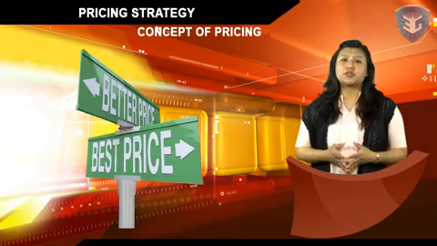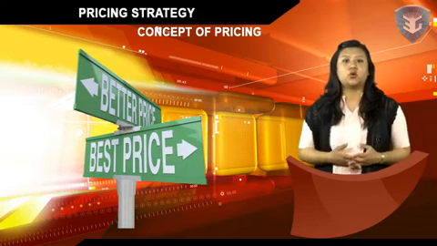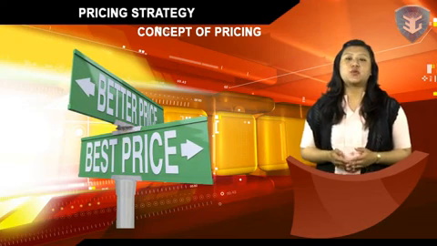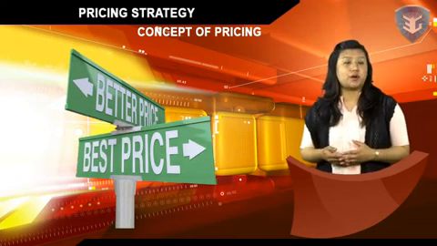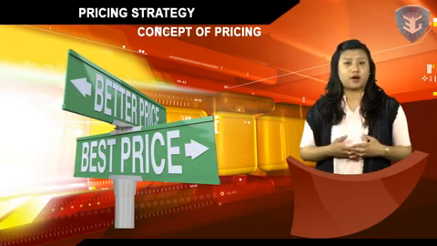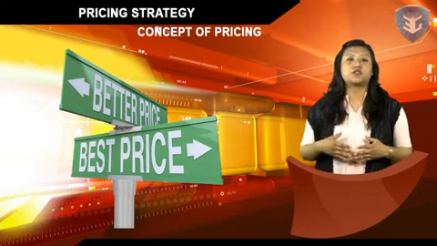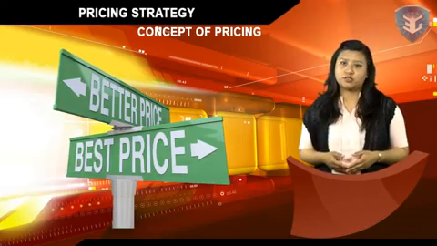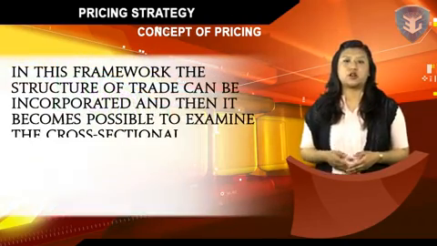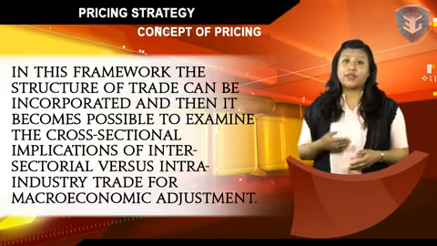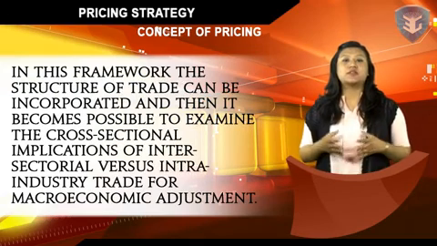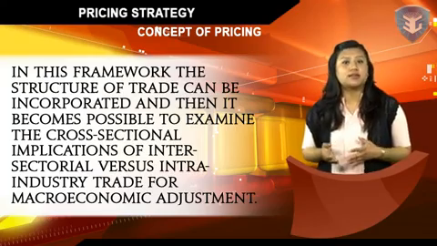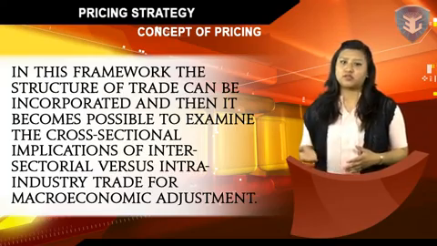When we allow the producers to price discriminate between local and foreign markets in the framework of the monetary model, it is possible to examine exchange rate pass-through and pricing to market behavior under the assumptions of market segmentation and relative price dynamics under nominal rigidities. In this framework, the structure of trade can be incorporated, and then it becomes possible to examine the cross-sectional implications of inter-sectoral versus intra-industry trade for microeconomic adjustment.